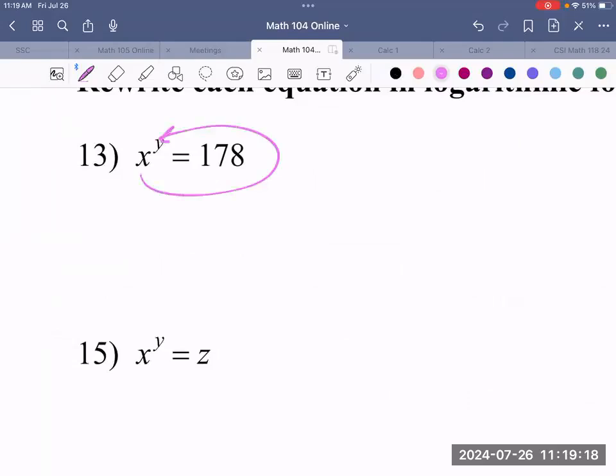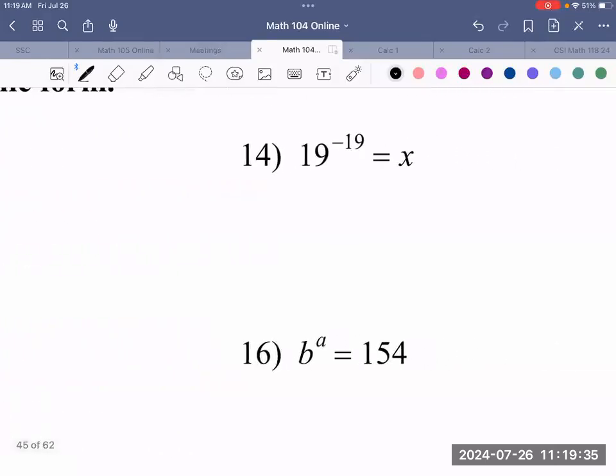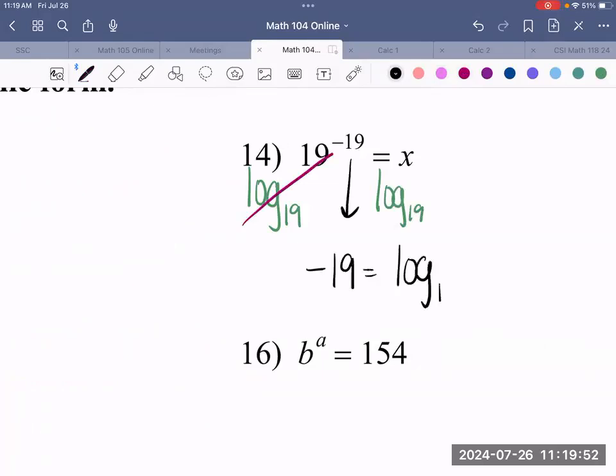So again, swoop, swoop. Don't forget to write log, the base, the next number, and then your exponent. Log, your base, the number, and the exponent. This one, we're going to write log of 19, which is your base, and do it to both sides, log of 19. It's going to cancel, and this 19 drops. So negative 19 is equal to log base 19 of x.